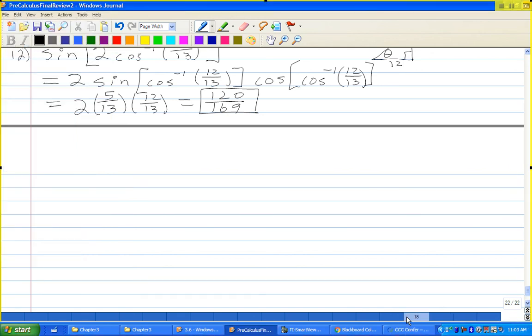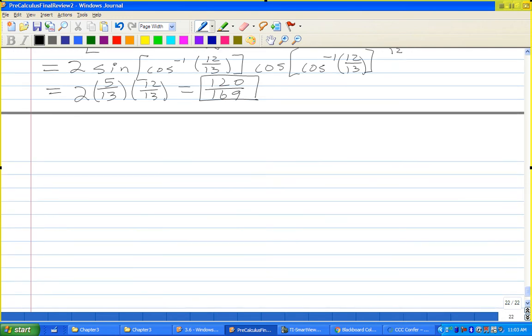Okay, so let me do problem number 1. Find the value of theta in degrees, round to the nearest tenth of a degree. Okay, so we have the following.